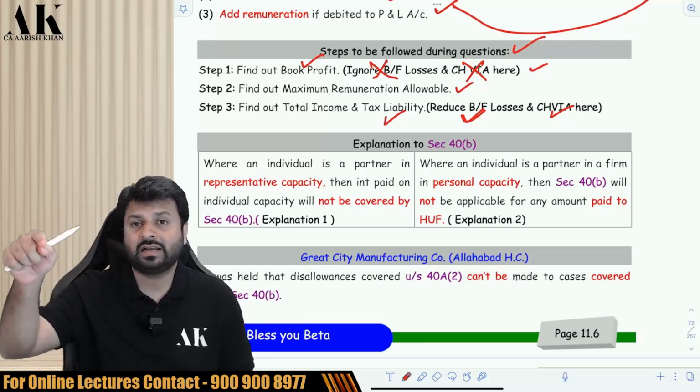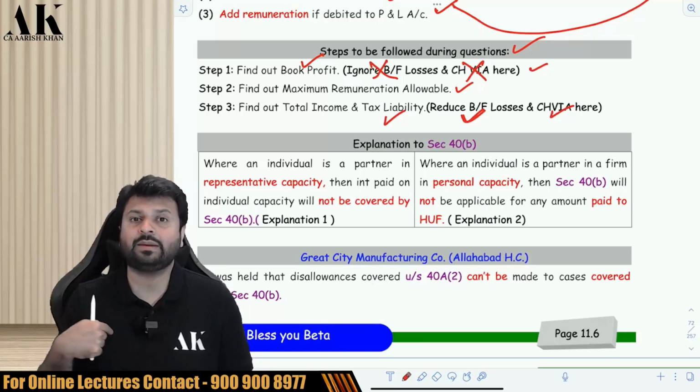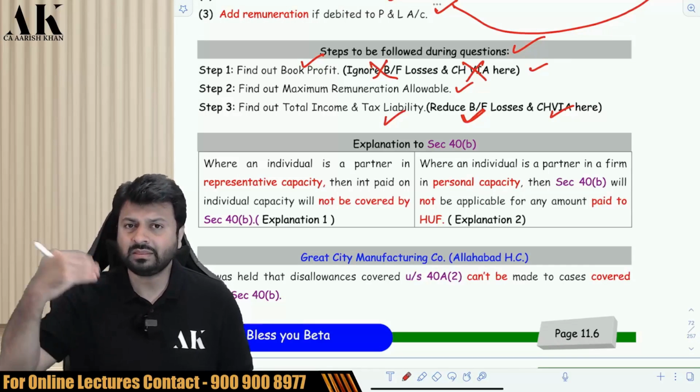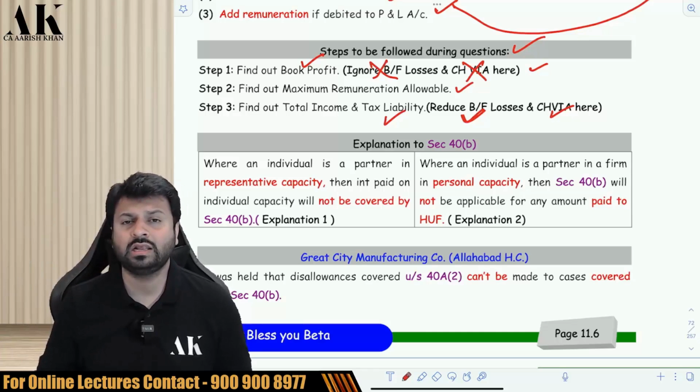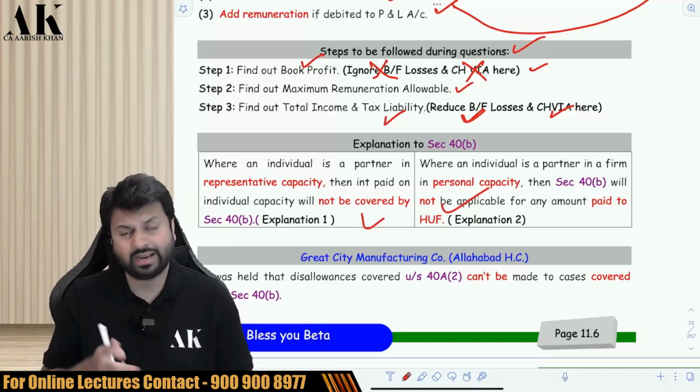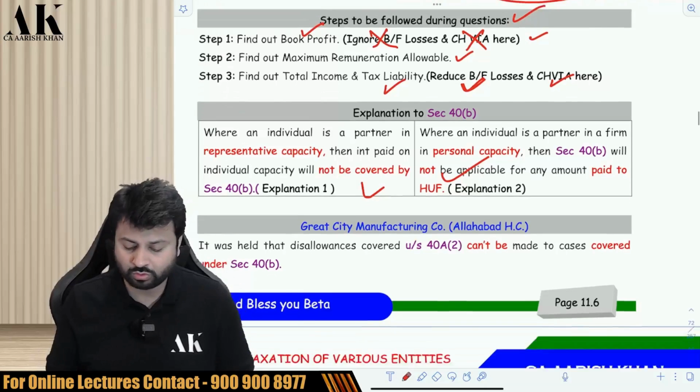Therefore, if the Karta gives me money out of his personal capacity and I pay interest to the Karta, that shall not be considered under 40B, because that interest is not paid to a partner; the partner is not the Karta, the partner is the HUF. These are some of the exceptions mentioned over here, and the vice versa case is also mentioned. You can go through this.